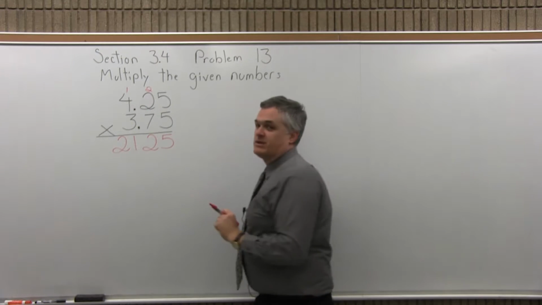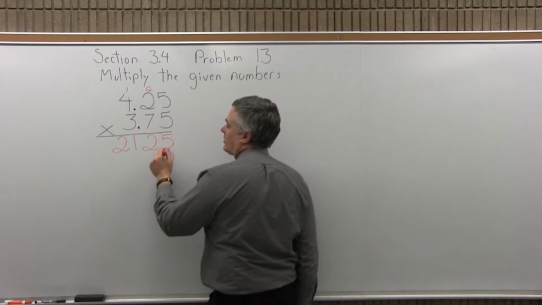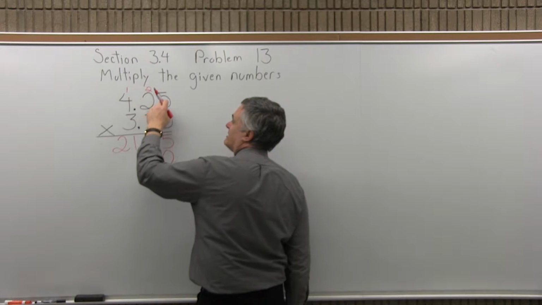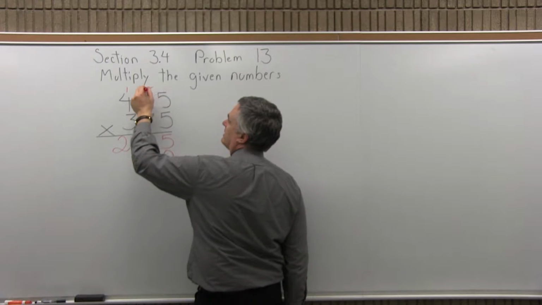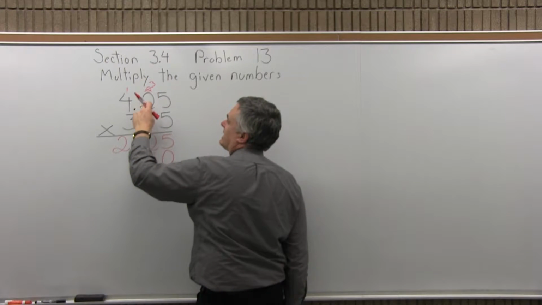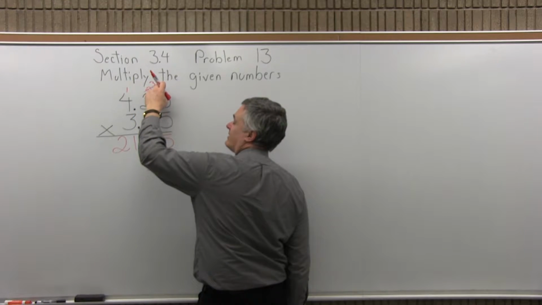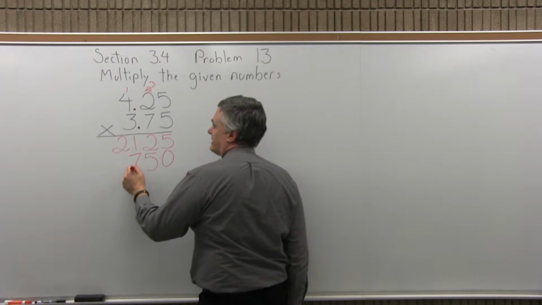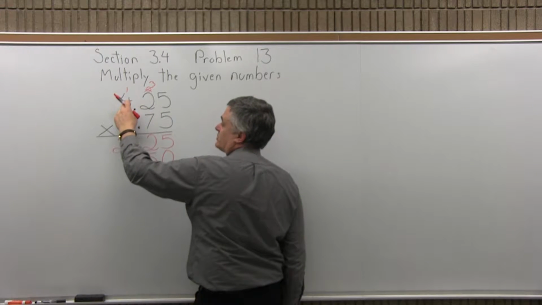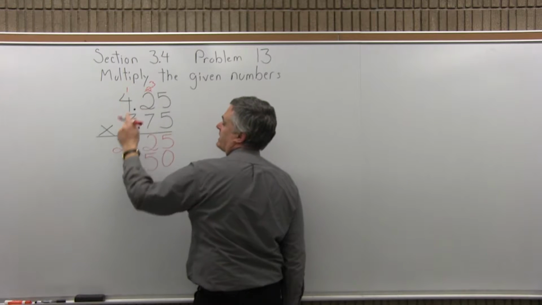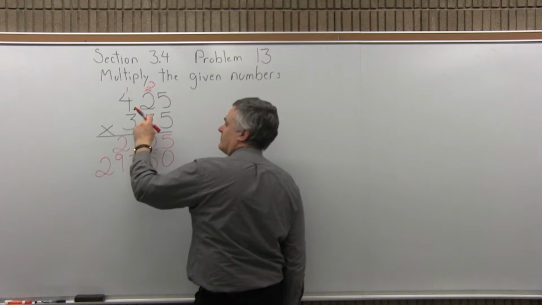Now I have to multiply everything times the next digit, the 7. So I'm going to go down a row, put in a 0 to hold my position. 7 times 5 is 35. Write the 5, carry the 3. 7 times 2 is 14. 14 plus the 3 that we carried is 17. Write the 7, carry the 1. There's already 1 there. 7 times 4 is 28. 28 plus 1 more that we carried is 29. Now I'm done with the 7.